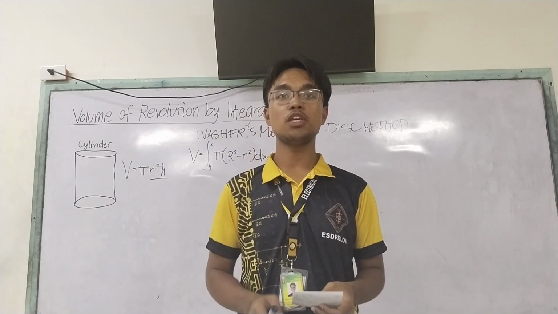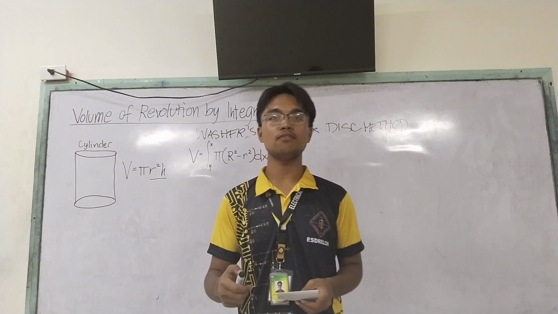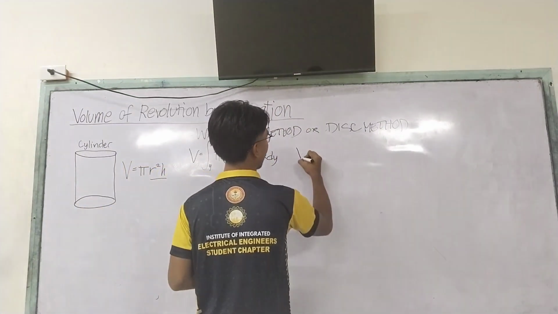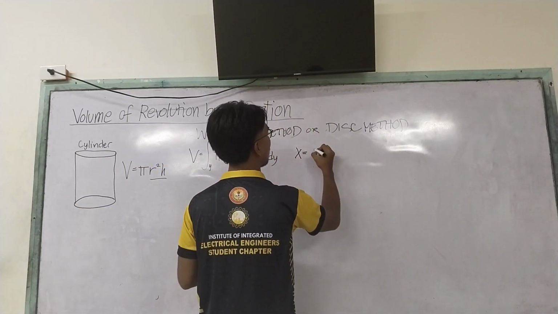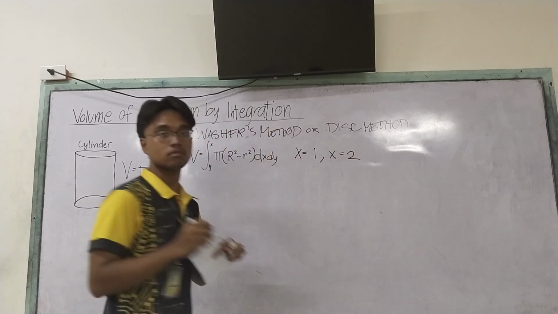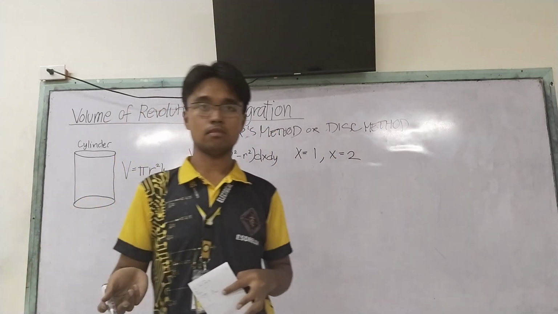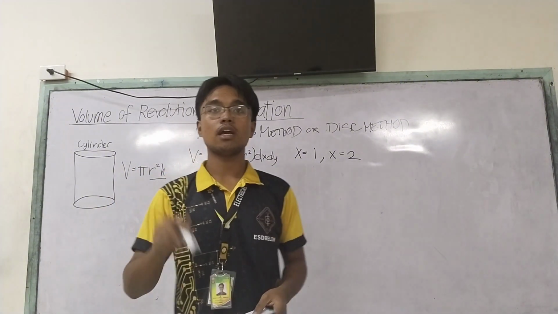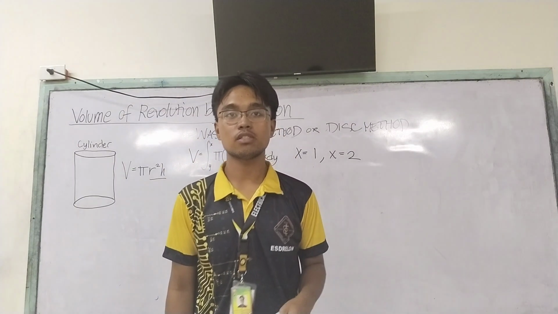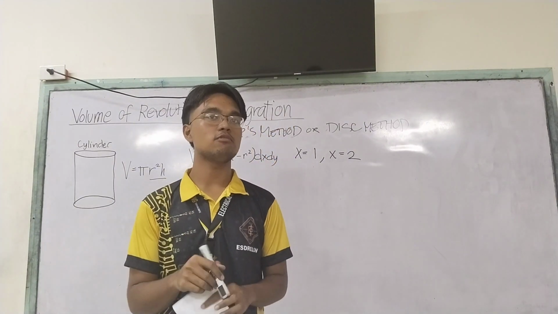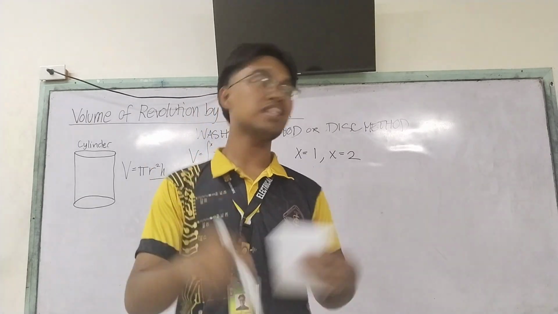Note that you can only use this method if you are given two radii. For example, if you are given a value of x equals 1 and x equals 2. At this time, if only one radius is given, you use the first situation, which is solid revolution.